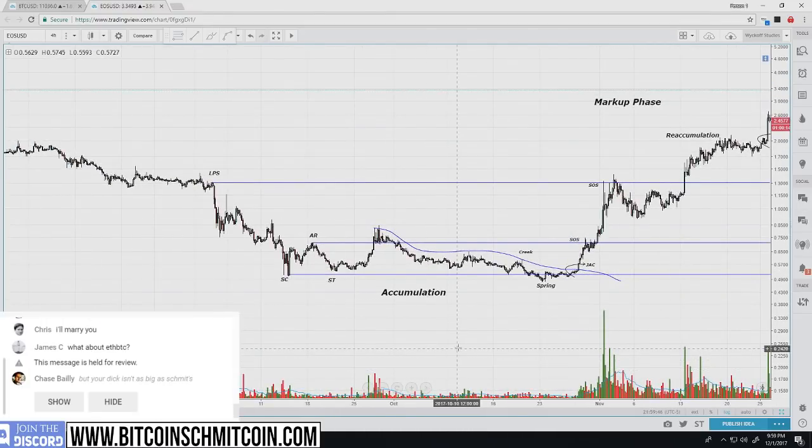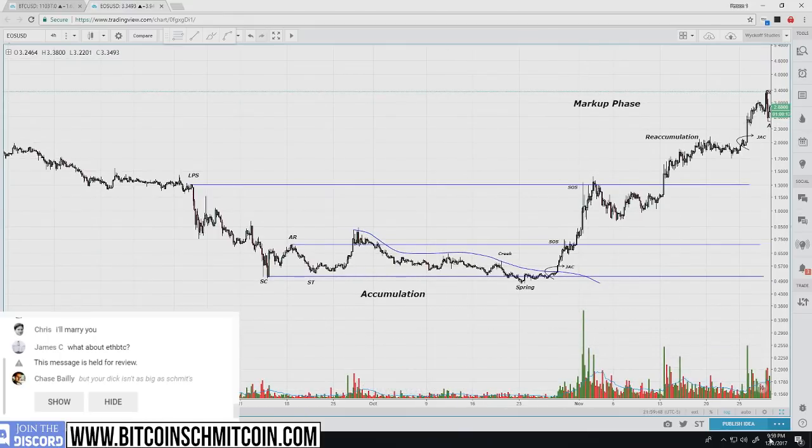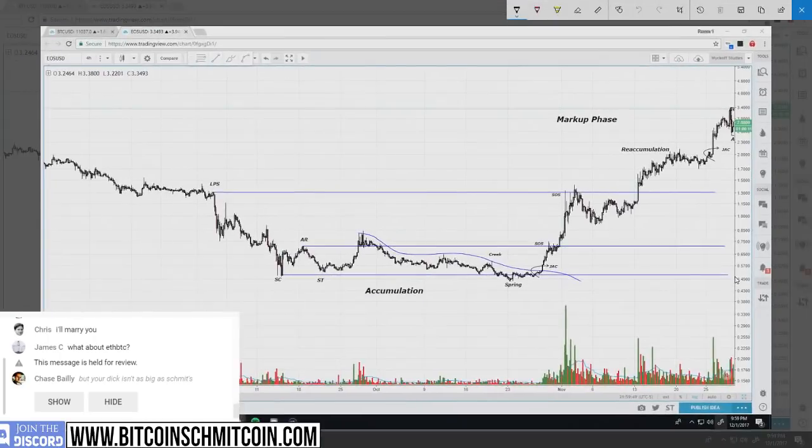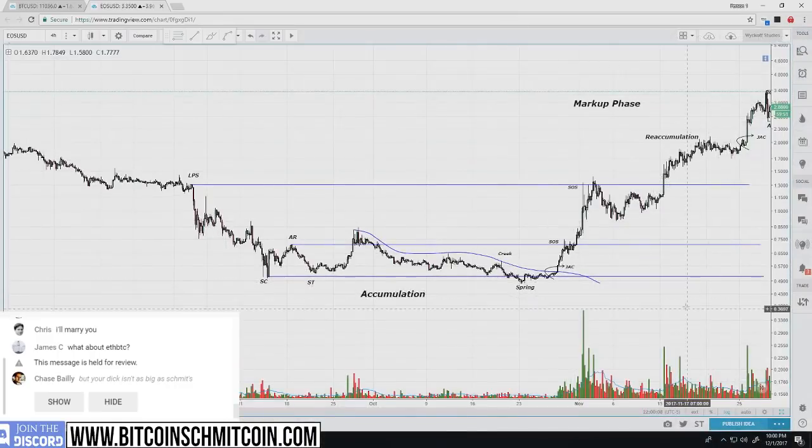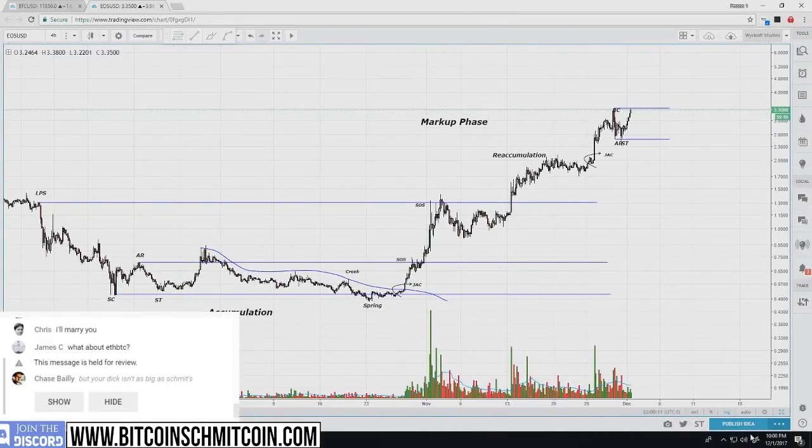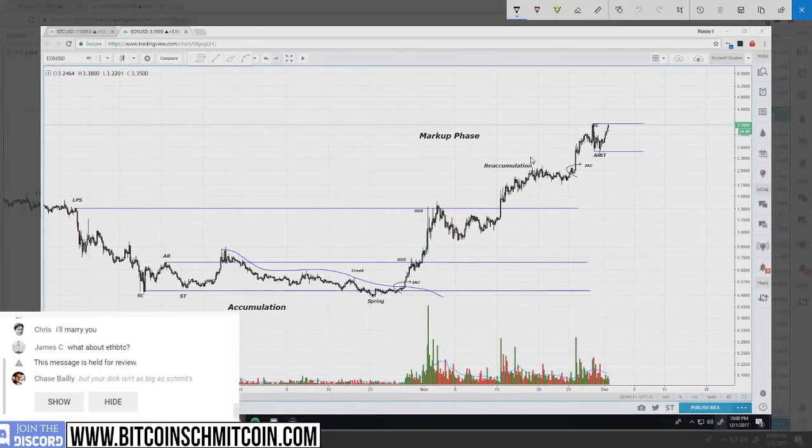Okay, so if we look at the accumulation phase here, this is like classic accumulation. So we see it bound by this trading range in here. We see the selling climax, automatic reaction, secondary test. And then we see this is the creek right here, where we have a little bit of a spring and then a jump across the creek, which leads into the markup phase. Okay, and part of the markup phase is there are several reaccumulation phases, and here's one of them right here. Okay, and I believe we're in our second reaccumulation phase right here.